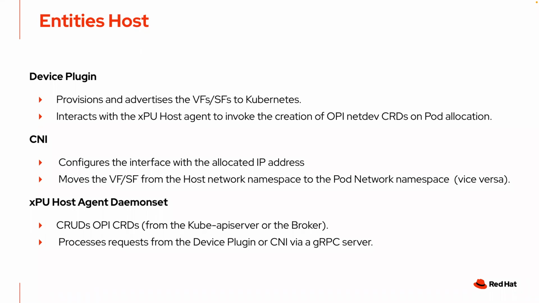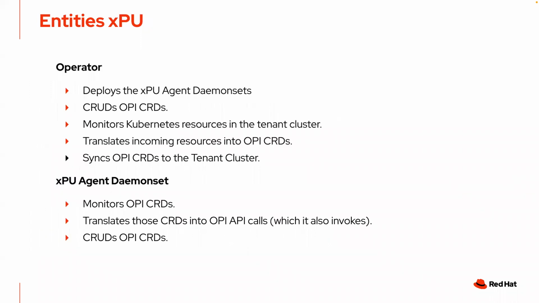It also interacts with the XPU host agent to invoke the creation of the OPI NetDev CRDs when pod allocation happens. And then the CNI, we've all heard of the CNIs, but at its most simple operation, it would be to configure the interfaces with allocated IP addresses from the infrastructure and move them from the host network namespace to the pod network namespace.